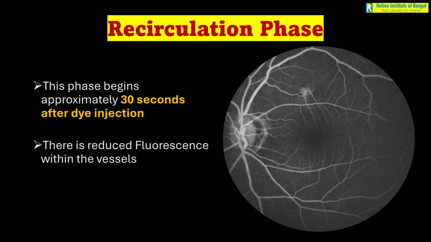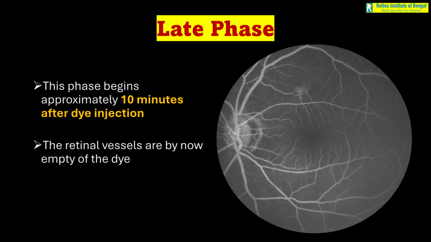And the last phase is the late phase. By this phase it's almost 10 minutes after the injection, and most of the dye has left the eye, and therefore the fluorescence is quite low.